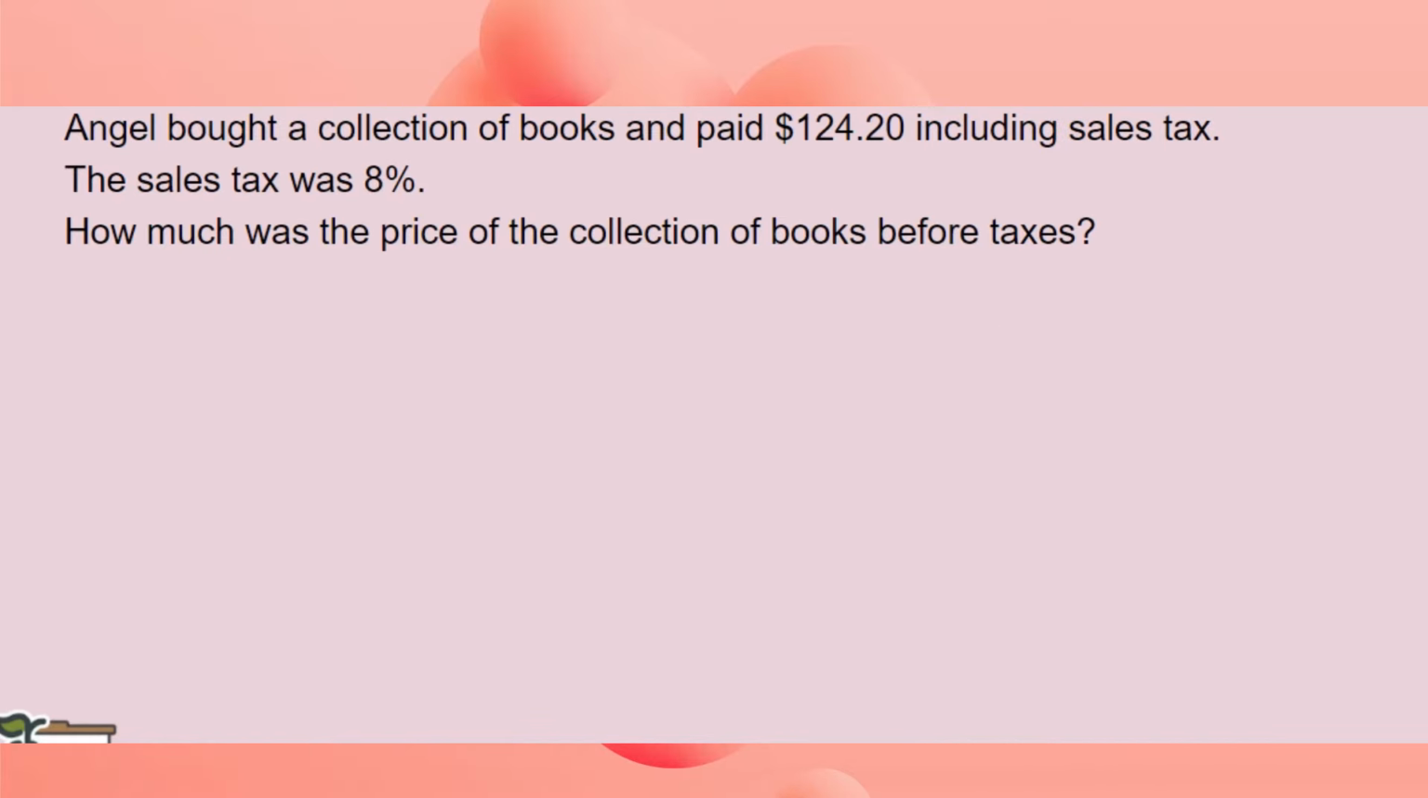Angel bought a collection of books and paid $124.20, including sales tax. The sales tax was 8%. How much was the price of the collection of books before taxes?